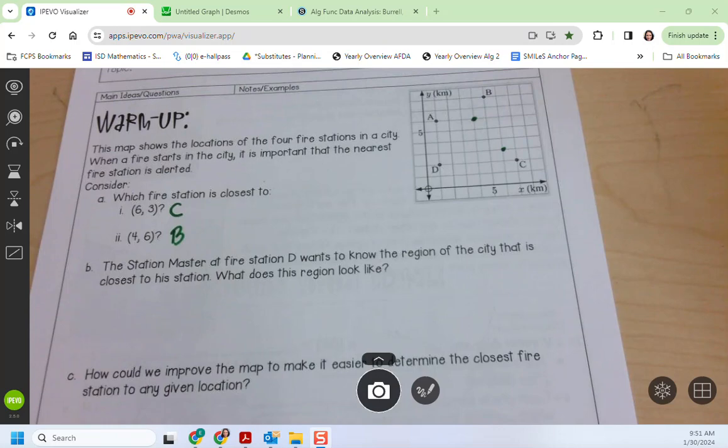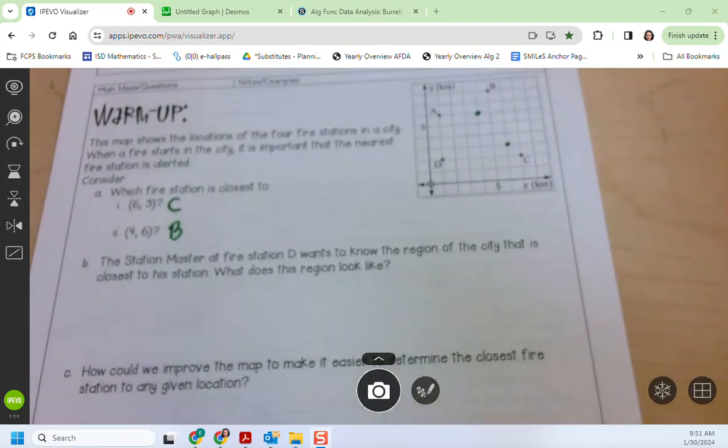Okay. The station master at fire station D wants to know the region of the city that's closest to his station. What does this region look like? Did anybody try to draw the region that was closer to D than to any other station? Raise your hand if you tried to draw it. Good. Only one person? Did you describe it with words? Did you just ignore it?